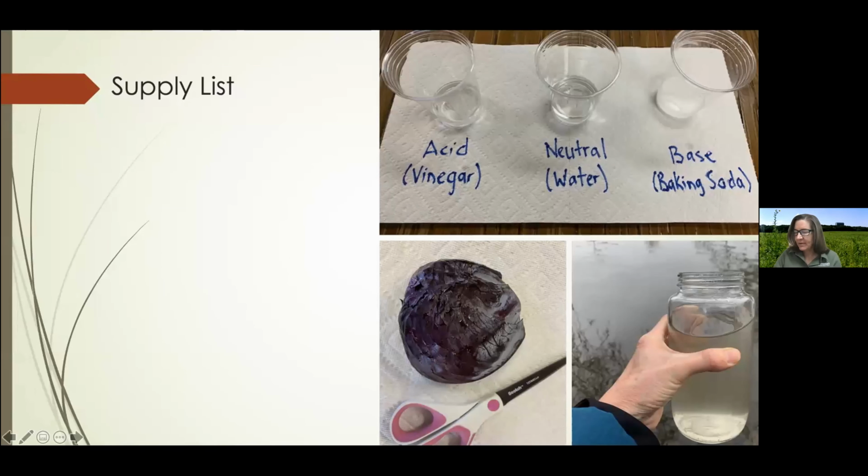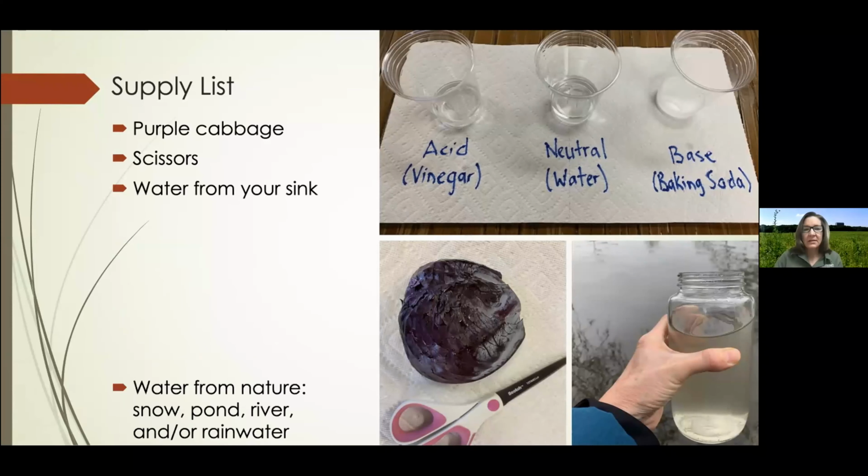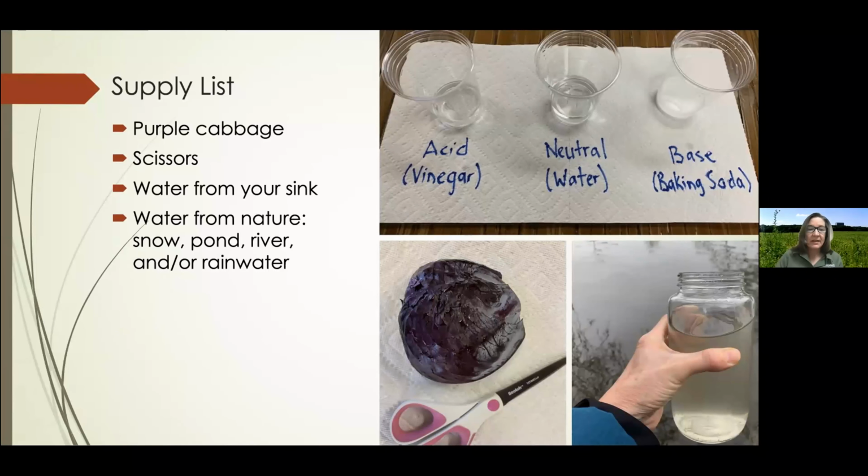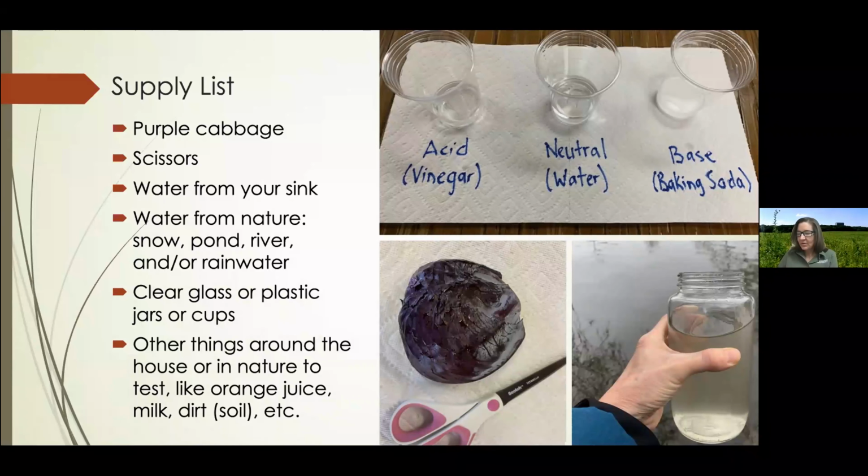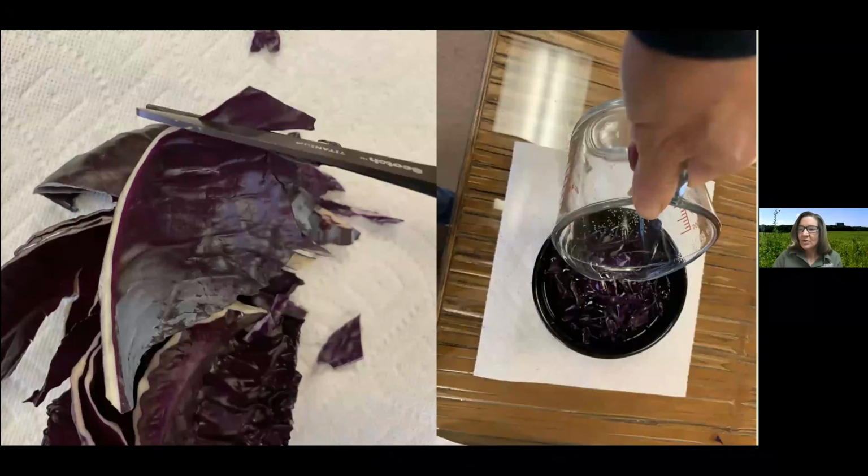So for our experiment, here is our supply list. You're going to need purple cabbage, scissors, water from your sink, water from nature. You can collect that from a nearby river, pond, lake, or you could put a bucket out and collect some rainwater. Or if we get more snow, you could collect some snow. Clear glass or plastic jars or cups, and other things that you can find around nature or in your house to test, like juice or milk or dirt, things like that. So your first step is to make a pH indicator.